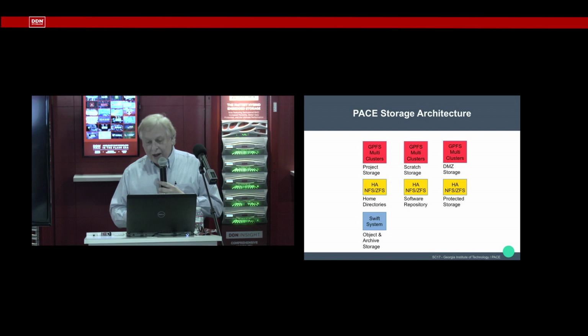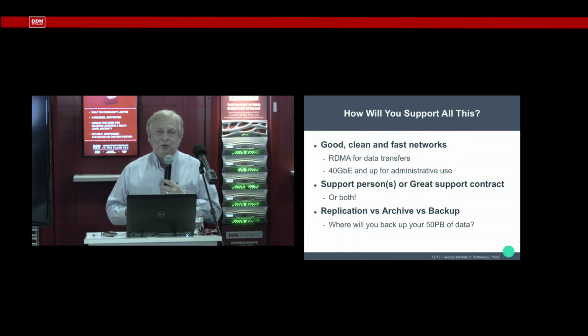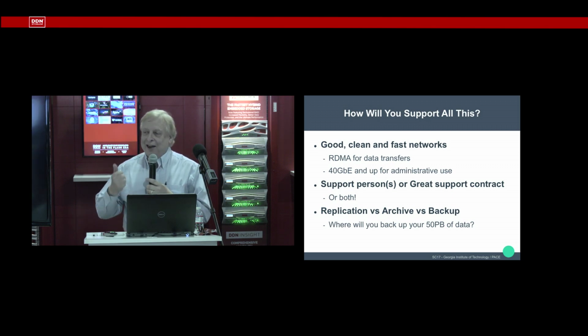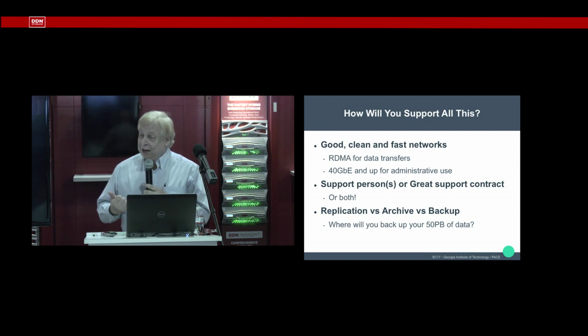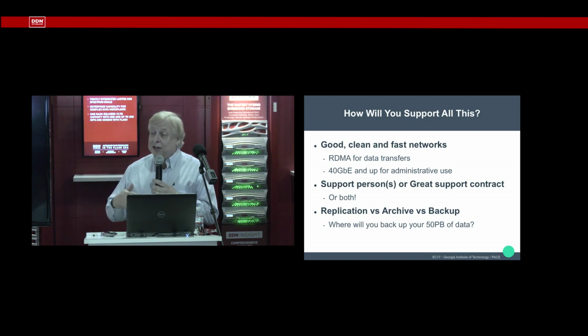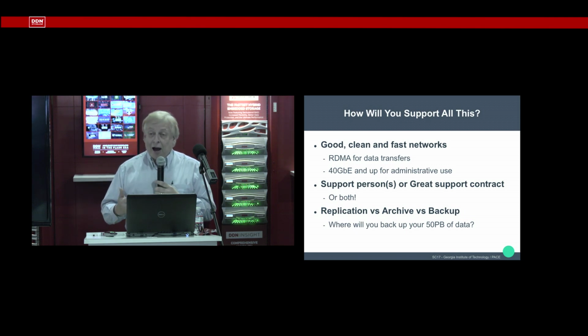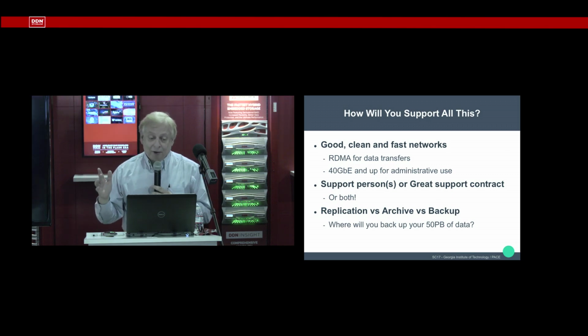So how are you going to support all of this? You have all these different architectures. What's the main thing that you've got to have? A good, clean, and fast network set. You want to use RDMA for data transfers as much as you can because it keeps the CPU loading down and makes the CPU available for other things. I need this storage and memory over here to appear in the system that's over there. Make that happen, network. RDMA works very well for that.